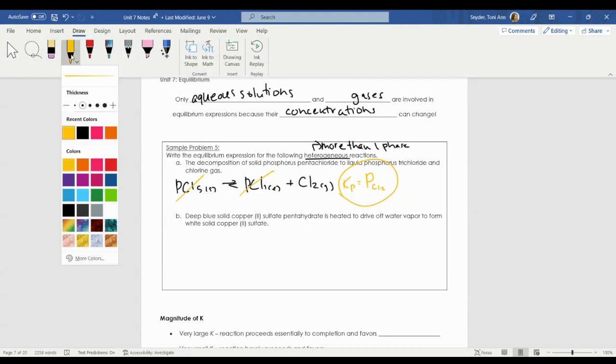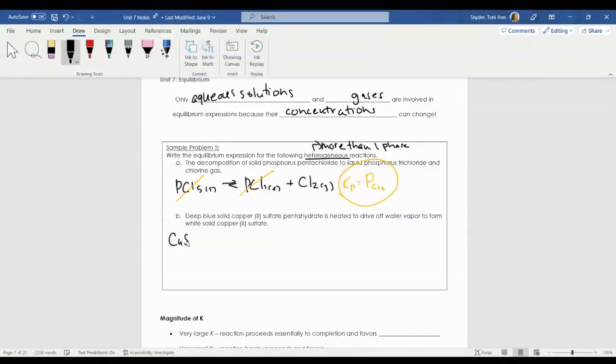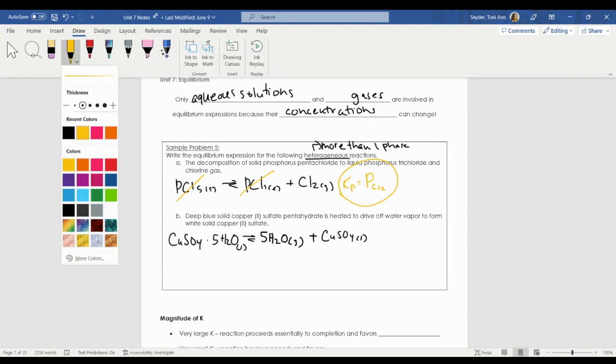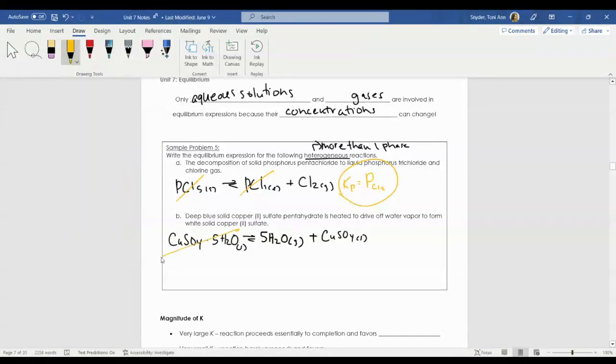Let's try this second one here. This is asking about deep blue solid copper(II) sulfate pentahydrate. Pentahydrate means there are 5 water molecules. It is heated to drive off water vapor, which is a gas, leaving white solid copper(II) sulfate. I'm basically just heating this up to get rid of all of those water molecules. Again, I cannot change the concentration of solids, so they are not represented in my equilibrium constant expression. This we avoid, and this we avoid.